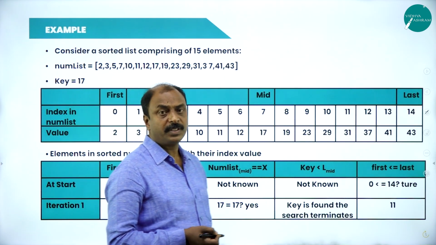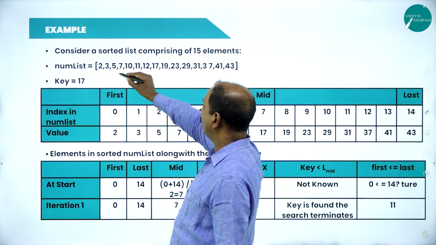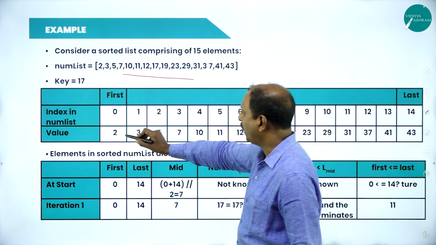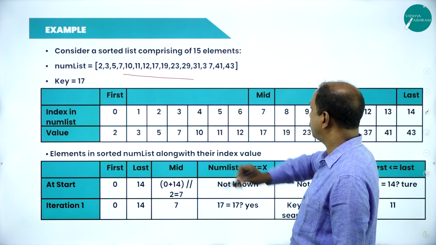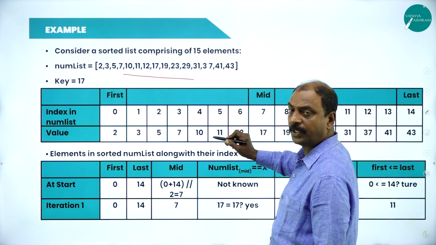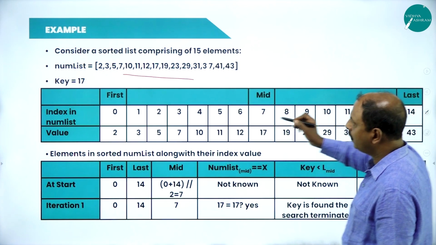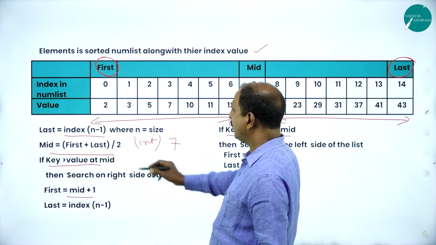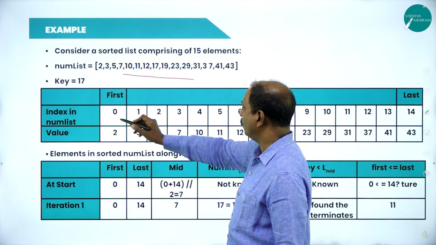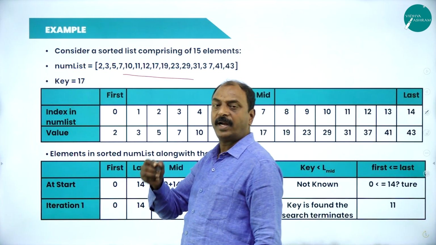Now let us start with an example. Consider the given list. These are the values and these are the index positions, and this is the middle point. How do we find the middle point? First plus last divided by 2, as we have done in the previous slide. In this example, first is 0, so 0 plus 14, divided by 2.